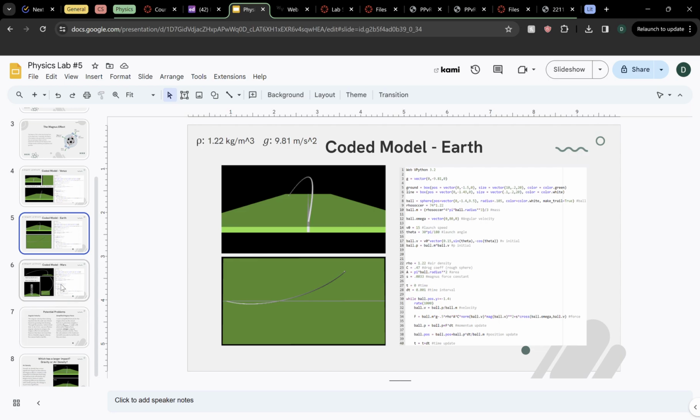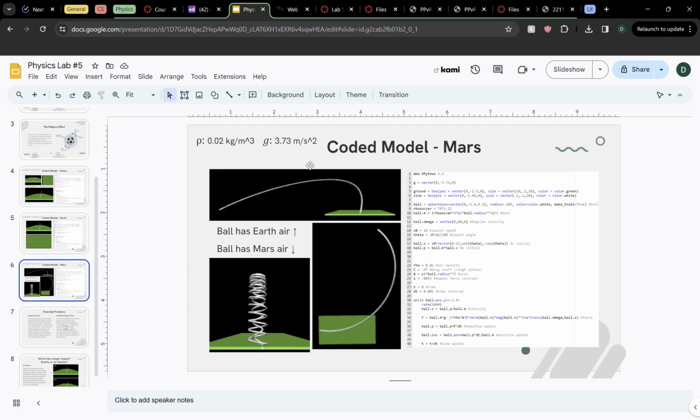And then lastly, we have Mars. Mars is very interesting because Mars has an extremely low air density at 0.02 and a relatively low gravity as well at 3.73. Again, I decided to do the ball with Earth's air and the ball with Mars's air. With Earth's air, the ball is actually heavier than the atmosphere, so it doesn't spin as well, which causes it to obviously have a lot less spin than it did with Mars's air.